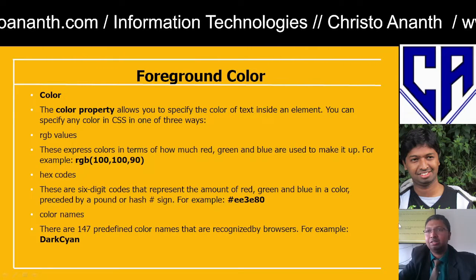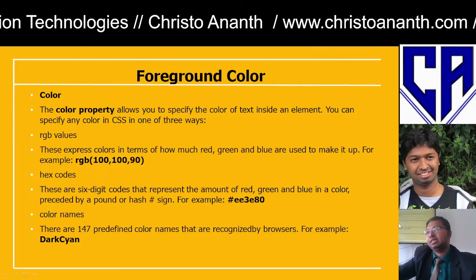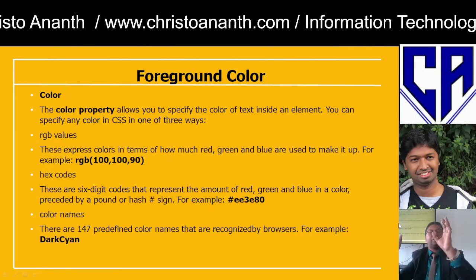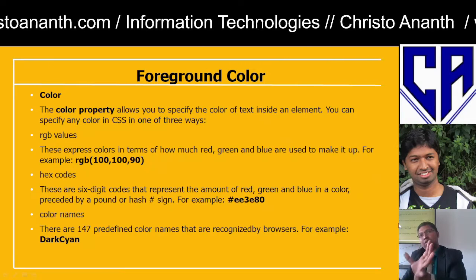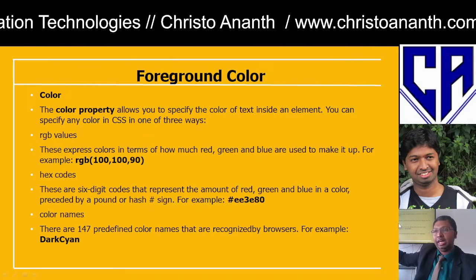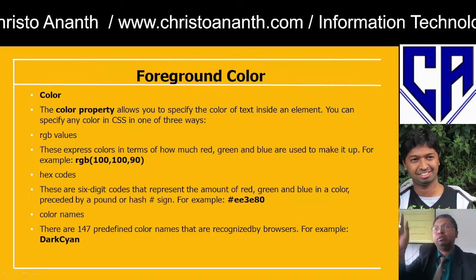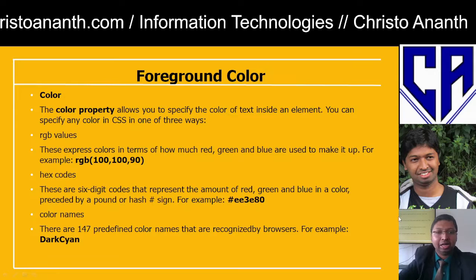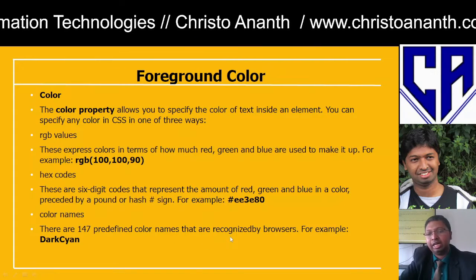You understood this hex code? For example, if white content is less, then there will be another color. Maybe if you mix blue color and green color together, then you will get some different color. So this is how you specify the mixture. So this is EE3A80. That specifies the amount of the red content, amount of the green content, amount of the blue content in the particular color. Then you have, for example, 147 predefined color names that are recognized by the browsers.